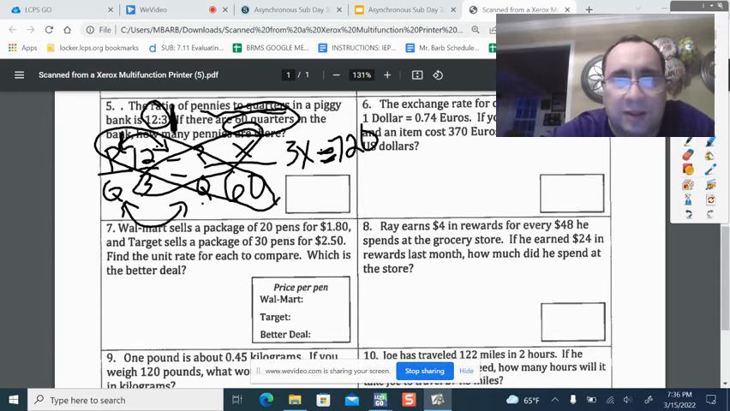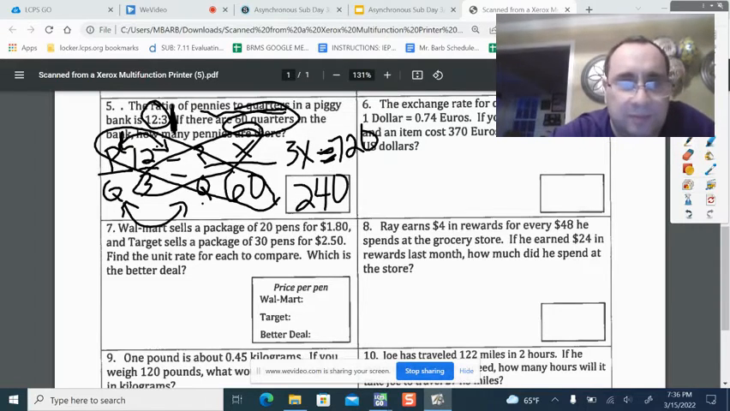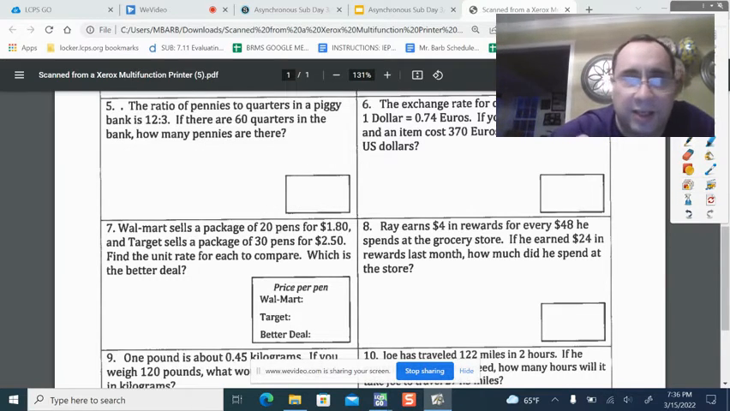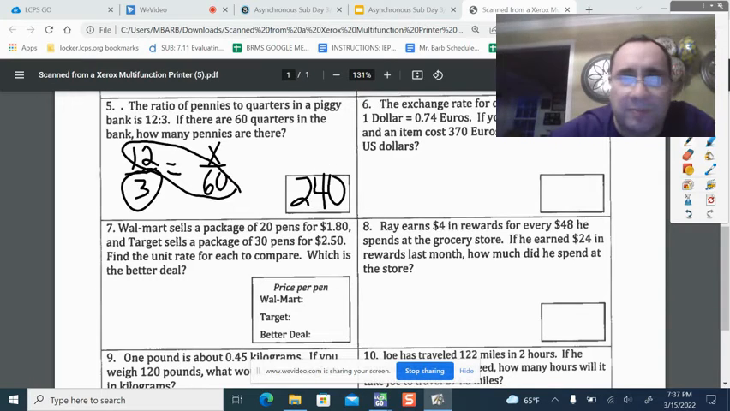Okay? Now you can divide both sides by 3. 720 divided by 3, you would get 240. Okay? So let me erase that. Okay. So it would look like this. 12 over 3 equals x over 60. Okay, if you want to make it simple. The reason I make you put P to Q is to make sure you know pennies to pennies, quarters to quarters, okay? So like I said, 60 times 12 and divided by 3, you get 240, okay?